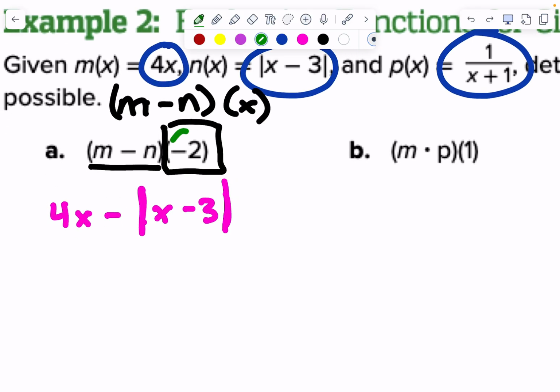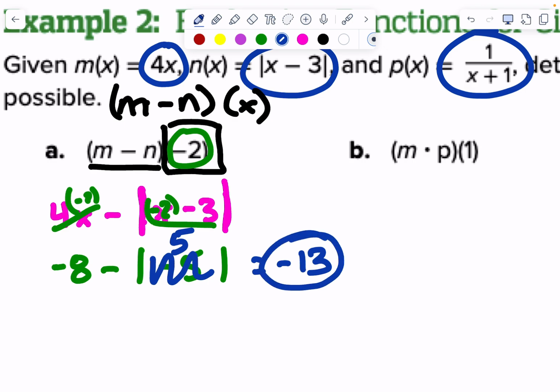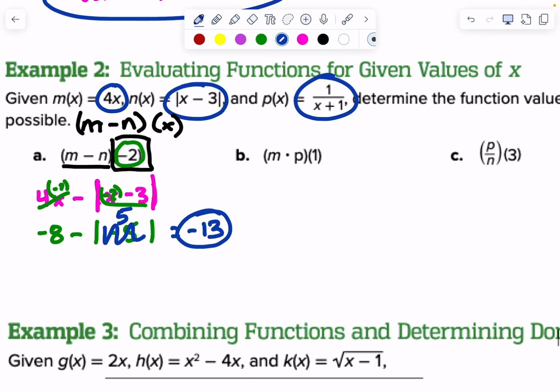We're now just going to plug a -2 in. So -2 goes here, and -2 goes here. So 4 times -2, I can do that together. That's -8 minus the absolute value of, what's this become? -5. The absolute value of -5 is positive 5, so this is 5. But then it's minus 5. So the final answer is -13. That's it.